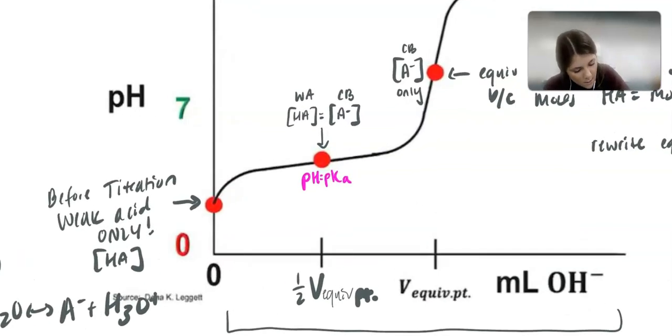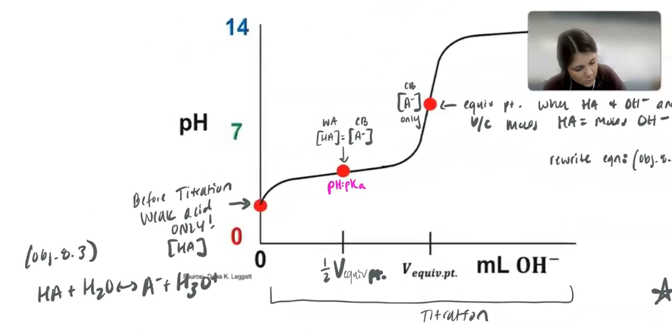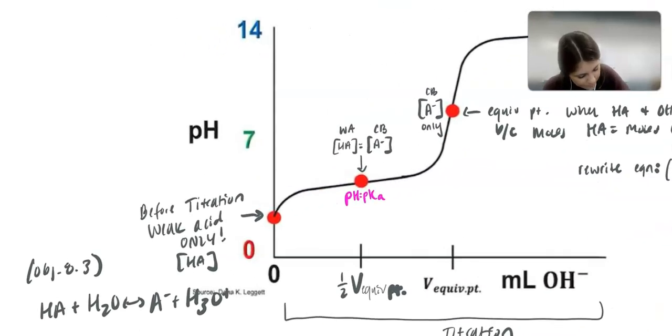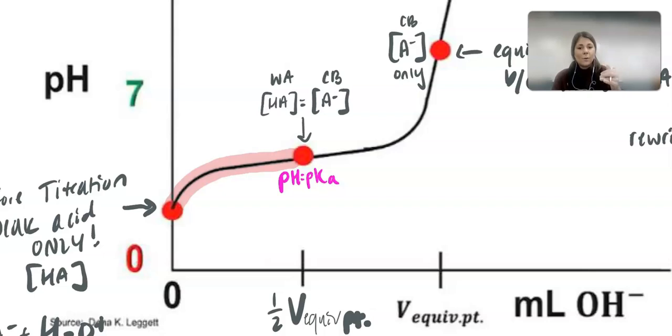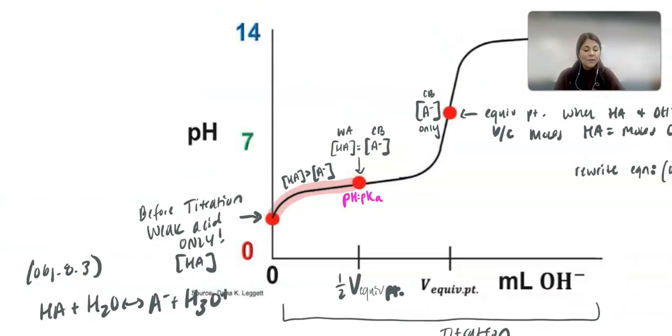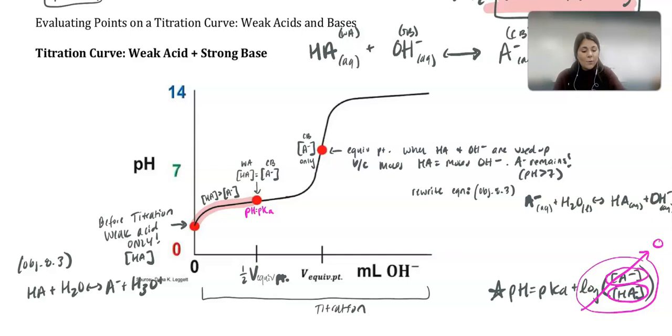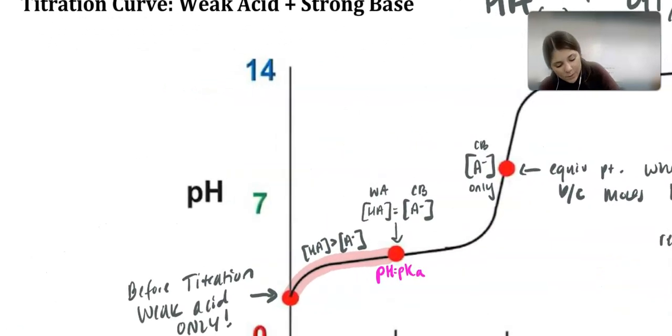So let's use this color right here. Everything leading up to the half equivalence point, you're going to have more weak acid than conjugate base. It may not seem very important right now, but it is very important if you look at objective 8.7. So here, I'm going to write this right here just so we can see this when we're going over all this.